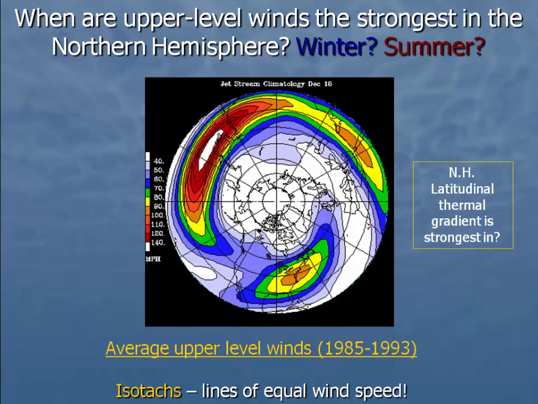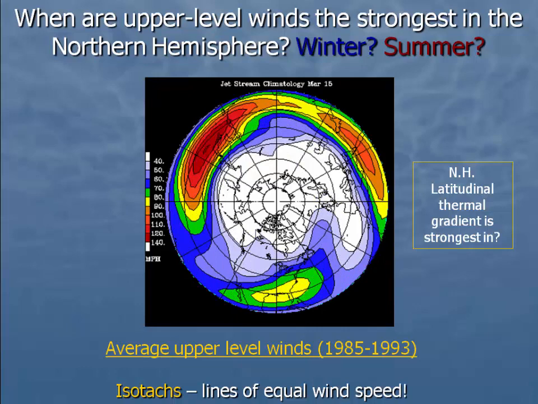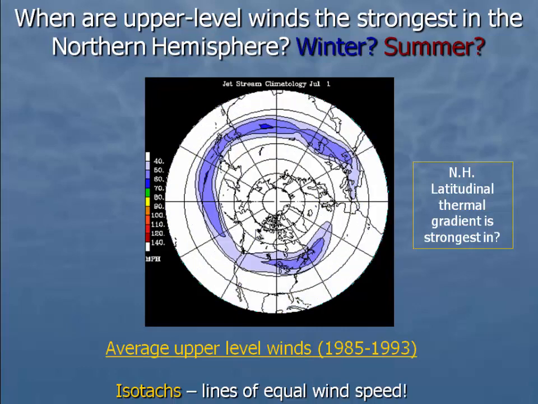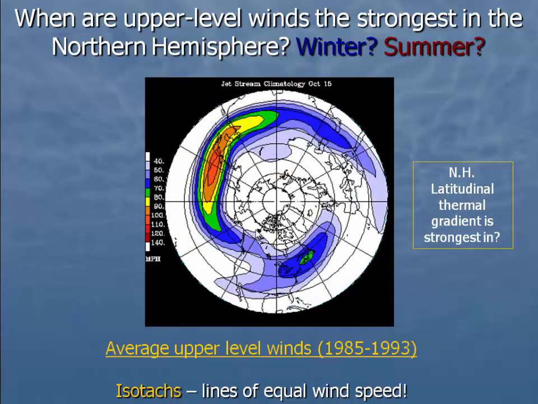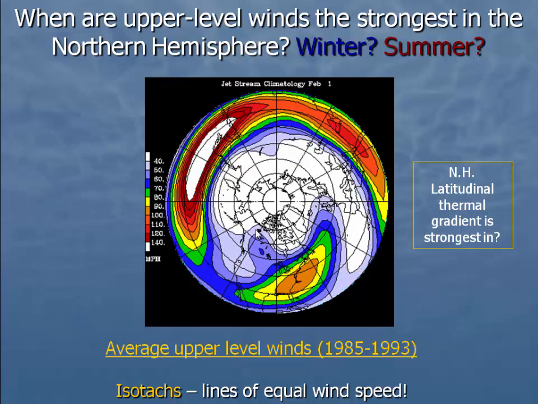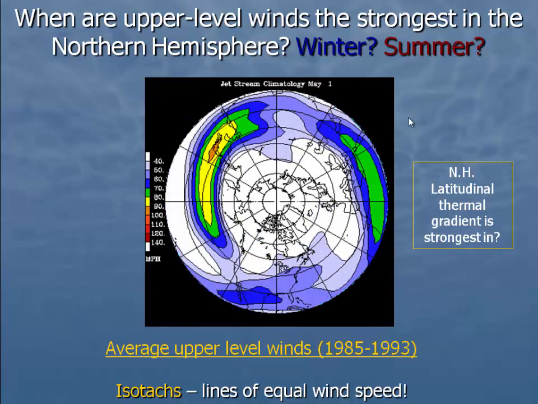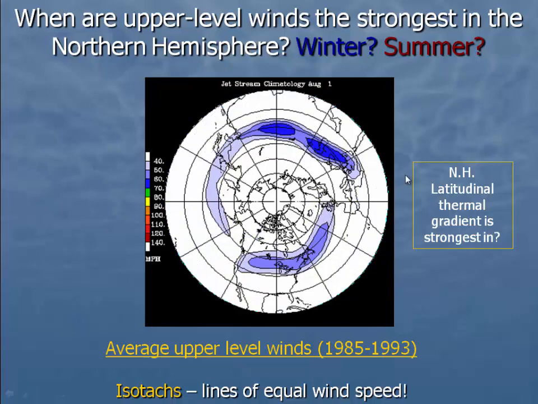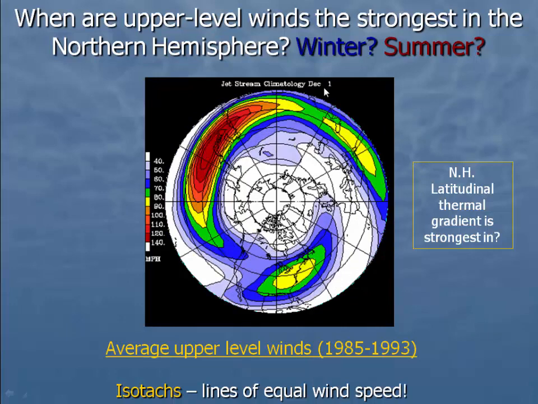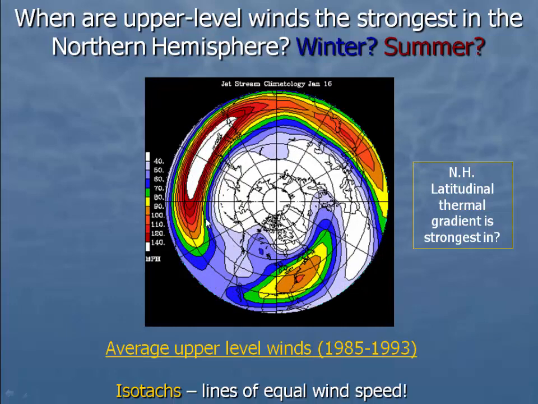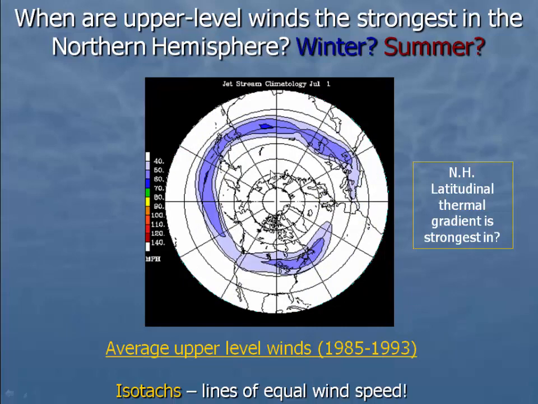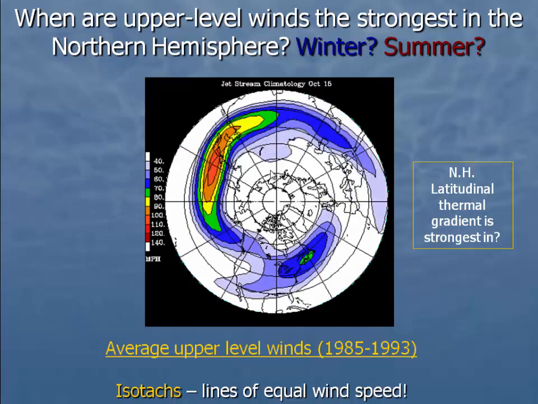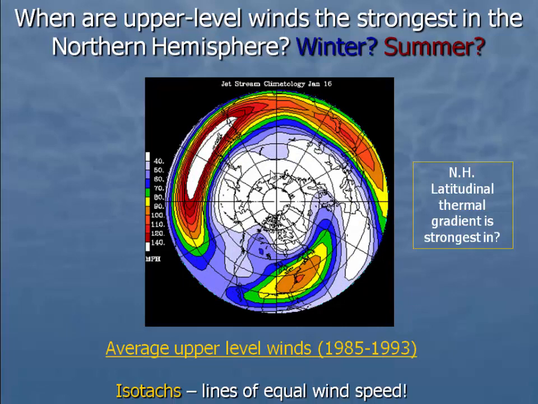Okay, so remember the definition for a gradient. A temperature gradient is defined as the change in temperature over distance. When the temperature gradient is very large, we have very fast wind speeds. That temperature gradient is the largest in the northern hemisphere winter. Okay, so when we have wintertime in the northern hemisphere, which is basically December, January, February, March, those are when our upper level winds are going to be the strongest.